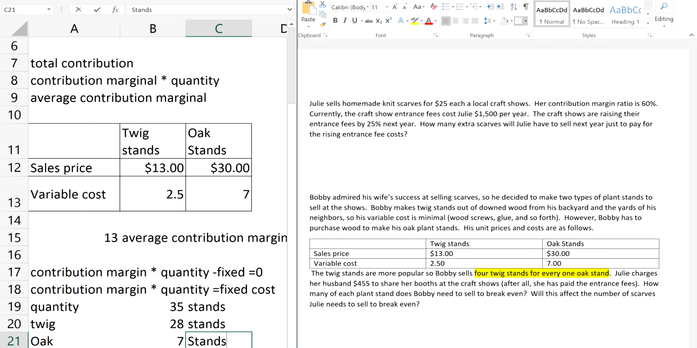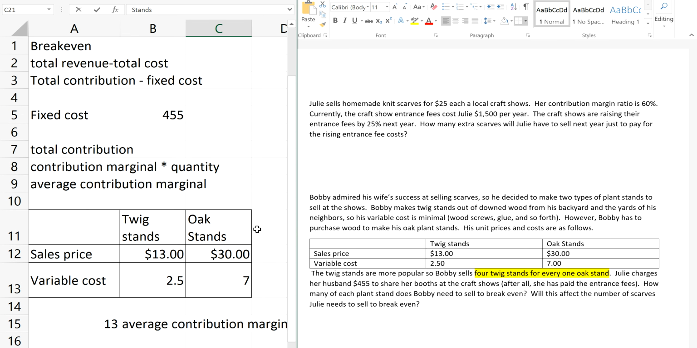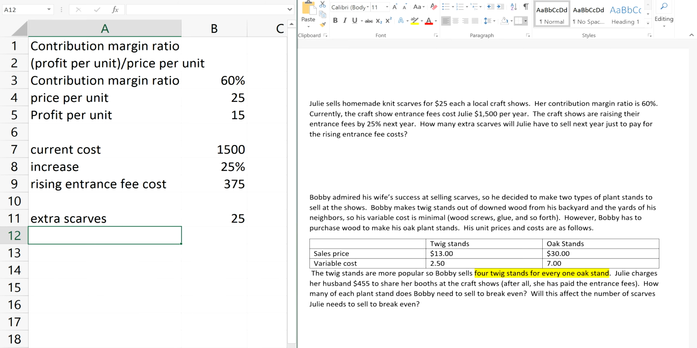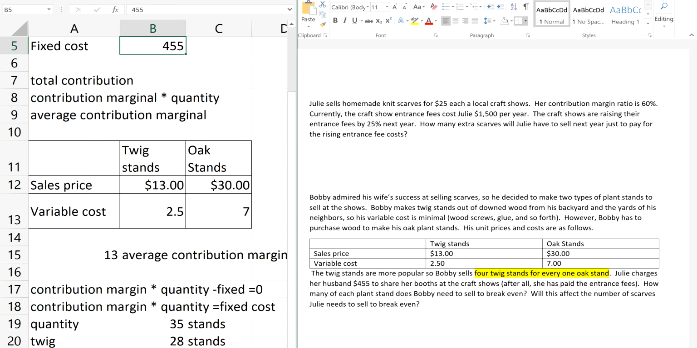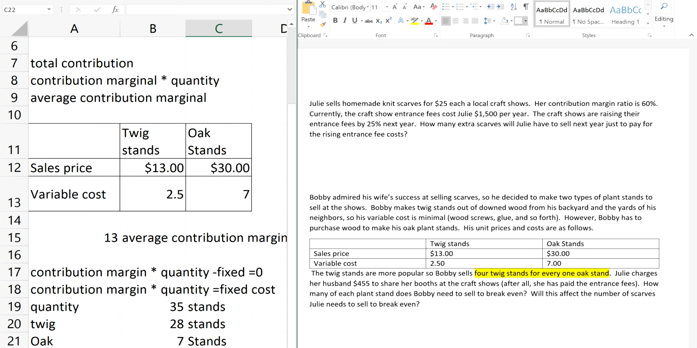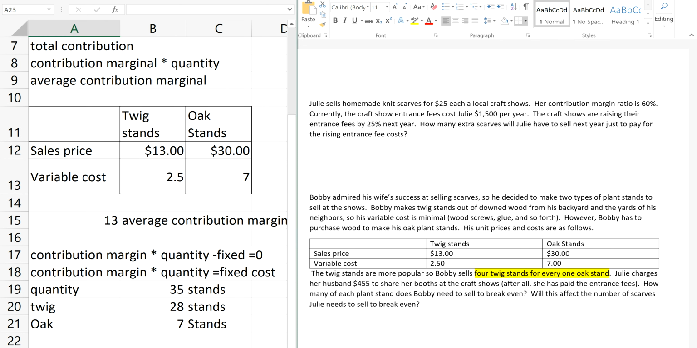Let's go back to the last question previously. Previously we said that Julie's total cost is increased by $375, and then she needs to sell 25 more scarves just to break even. But now, if she's able to collect $455 from her husband, that means her new break even quantity will be much lower. So let's find out how much her new cost is.